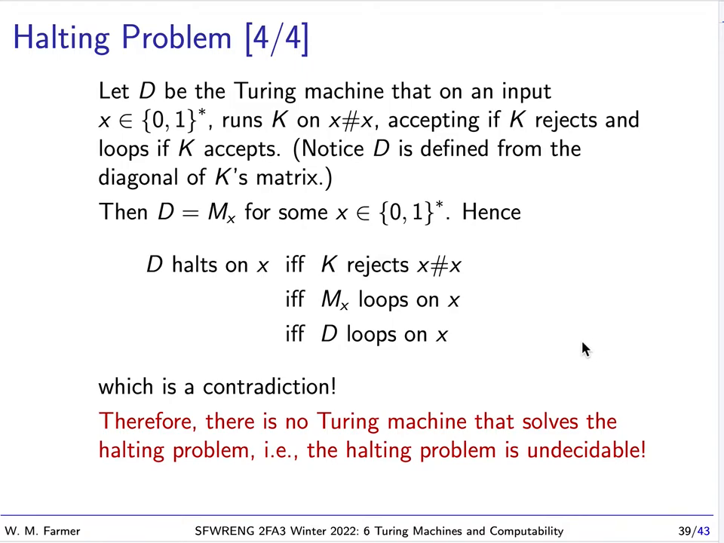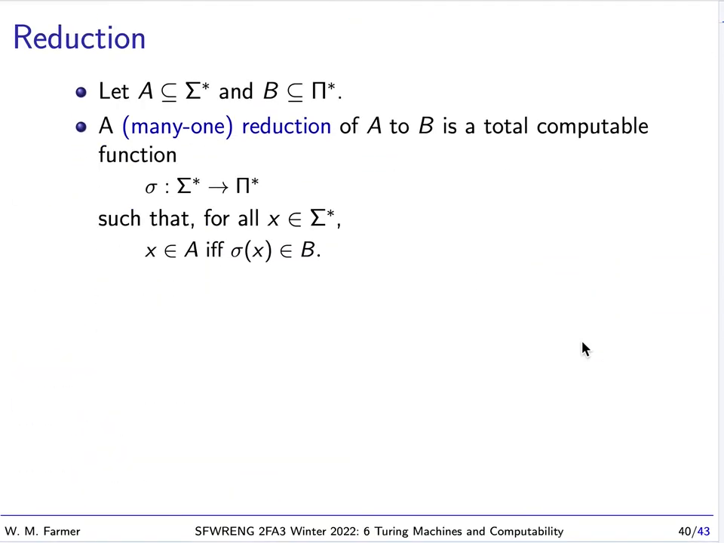So this is essentially what Turing showed. And this is one of the many important proofs in the theory of computation that uses a diagonalization argument. Okay, so now we're going to look at the notion of reduction. So with reduction, we have a set A and a set B. The set A is over some alphabet sigma, and the set B is over some alphabet pi.